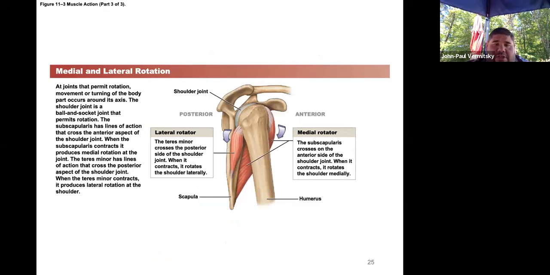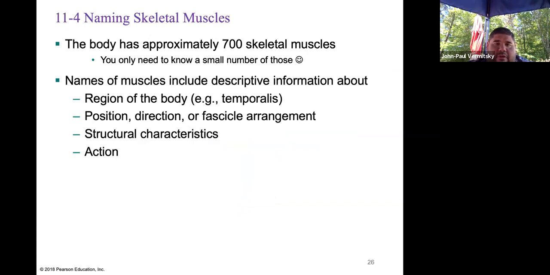Medial and lateral rotation. This is just, are you rotating medially inward or laterally outward? Okay, and this is something we see in our arm with medial and lateral rotation of the arm. So the body actually has approximately 700 skeletal muscles, and although the list may look extensive for you guys, you only need to know a small number of those.